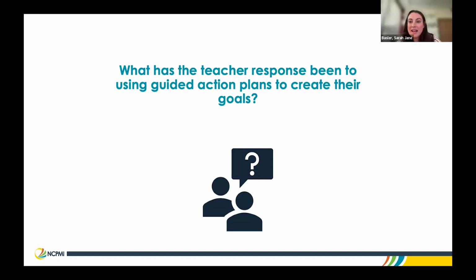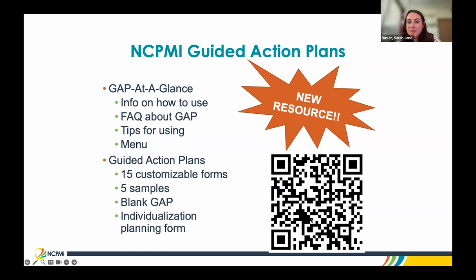Right. Well, I saw that there's been people saying, can I see the action plan? What does it look like? So these materials are available on the NCPMI website for you. You can also use this QR code if you'd like to just take a peek right now. But let me tell you a little bit about what is included with this bundle here.